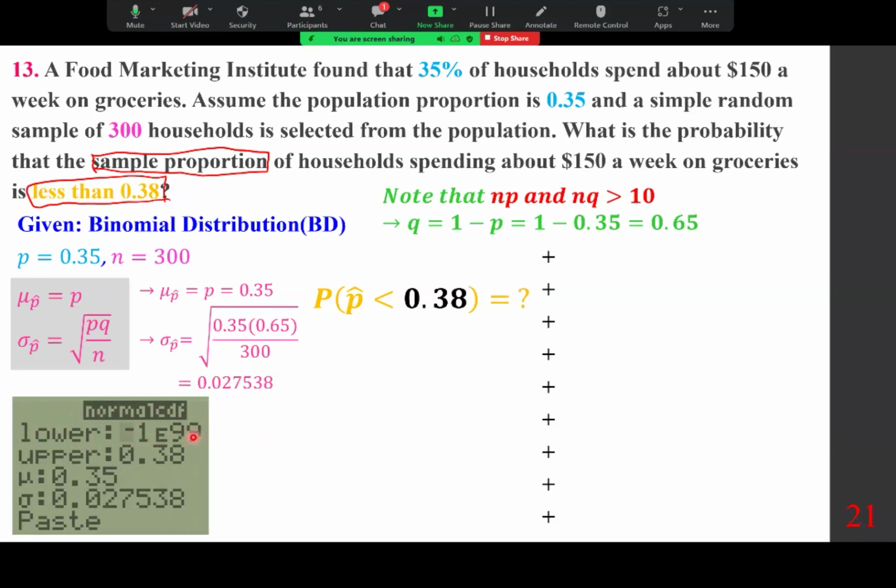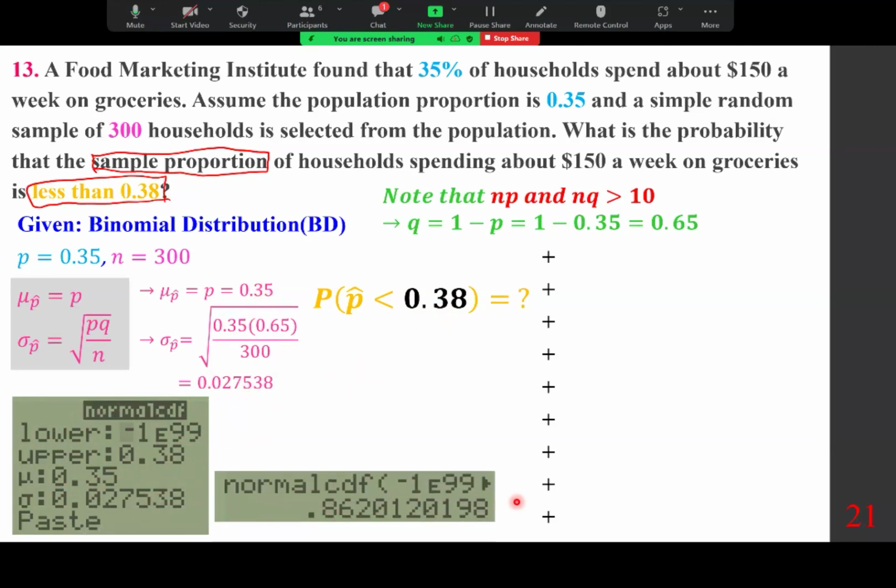So even if you put a negative number, or even if you put 0 here, it works. The upper limit is 0.38. Mu is 0.35. Sigma has been calculated. And this will give you the answer. Technology gives you the answer with a bunch of decimals.